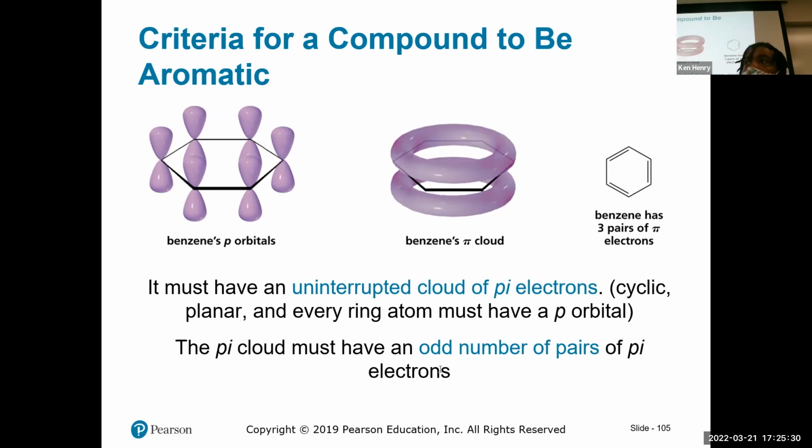Okay, so in this case, it must be an uninterrupted cloud of pi electrons. So that's essentially what we're showing here, uninterrupted cloud. So in other words, these guys are going to be interacting with each other, okay? Because you're having the electrons going from one place to the other, right? So that movement of those electrons.